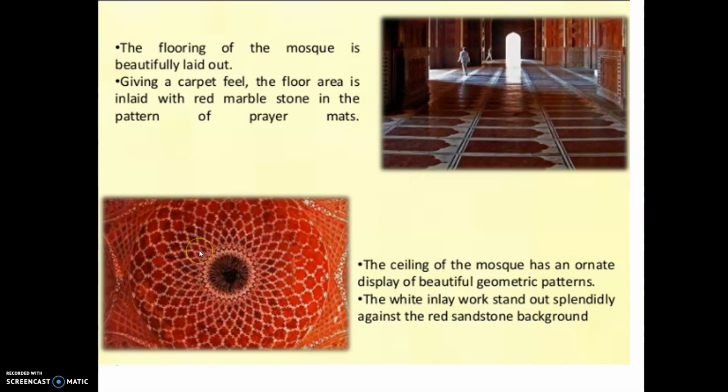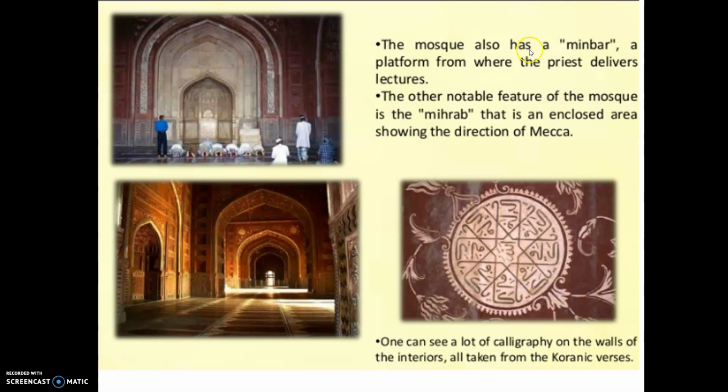So you could see the marble inlay work on the red sandstone dome, which is highly geometrical, and a beautiful geometrical pattern is created. And this is the interior of the mosque, where you have the minbar platform where the priest delivered the lecture, and this is the mihrab which faces Mecca. This mihrab is made up of white marble. You could see the calligraphic inscriptions all over the mosque, which are taken from the verses of the Quran.